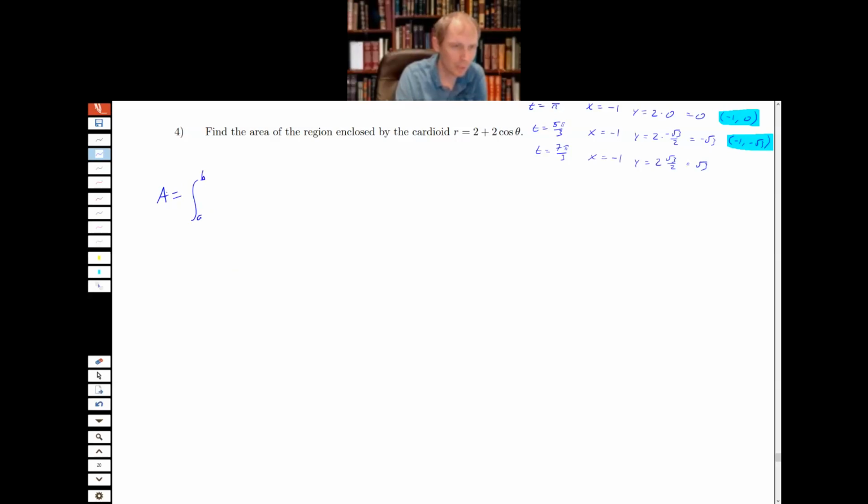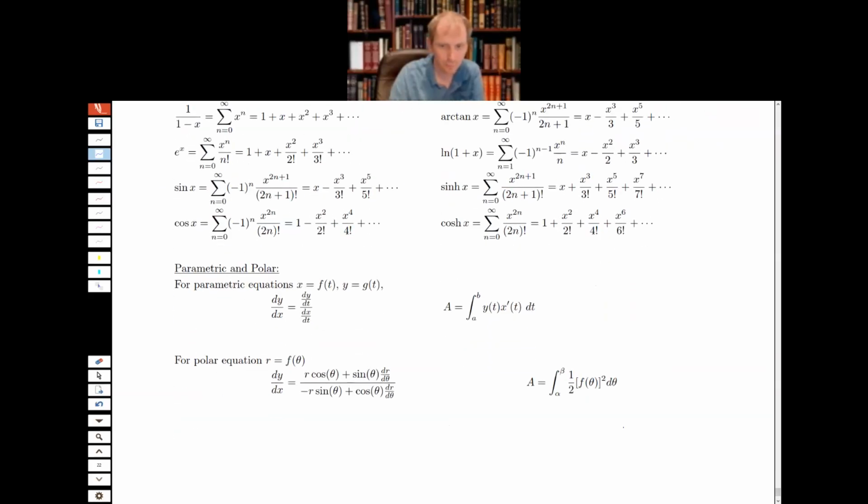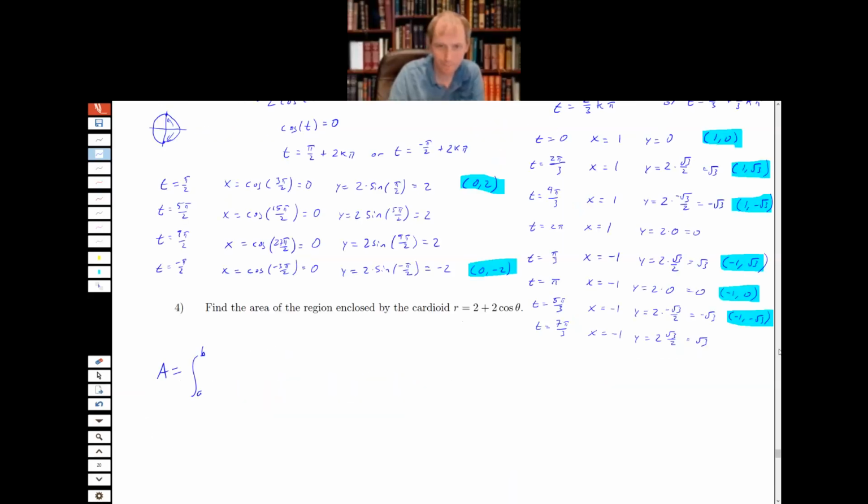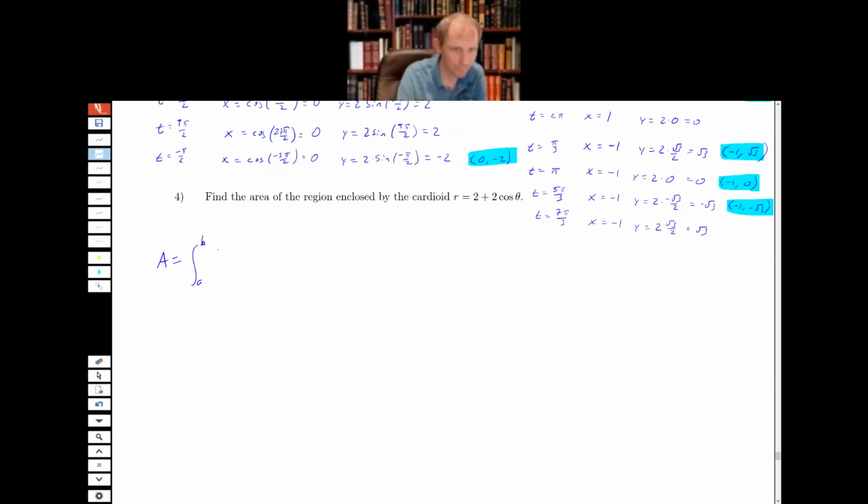Okay, so I want to remember my area formula. And actually, is this one of the ones that was given? Yeah. For polar equations, we're given the area formula, the integral from alpha to beta of 1/2 r squared d theta. Okay, so it's handy now that I know the limits of integration. I'm going to go from 0 to 2 pi, 1/2, and then I take my r formula, 2 plus 2 cosine theta, and square it.